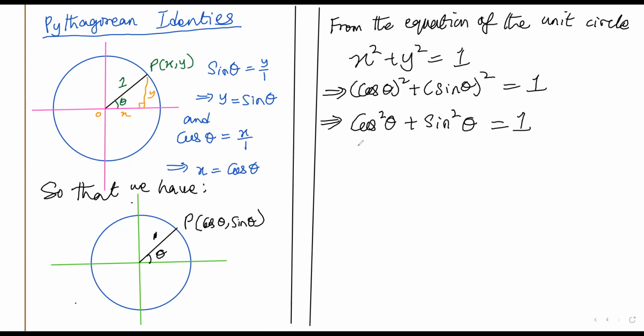But the implication of this identity is also that you can express in terms of cos alone: cos squared theta will be 1 minus sine squared. Am I making sense? And similarly, sine squared theta will be what? One minus cos squared theta.